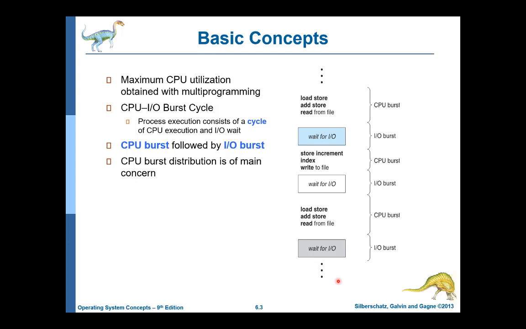So our main concern here is to see the CPU burst distribution. It should be as much as possible in a multi-program environment, in a multi-program operating system, where we will be running as many applications by the user as possible on the CPU.